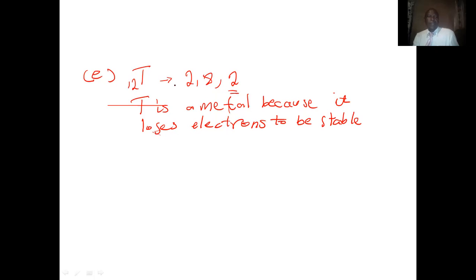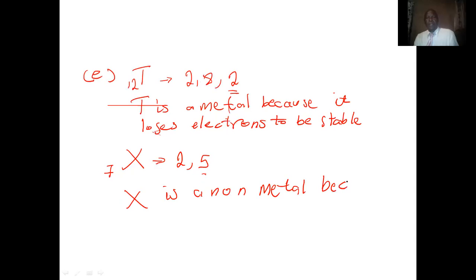While X, we said the atomic number is seven, and therefore its electron configuration is 2, 5. So it is easier for it to gain 3 to make 8 than to lose the 5. Therefore, X is a non-metal because it gains electrons. It will gain 3 more electrons.